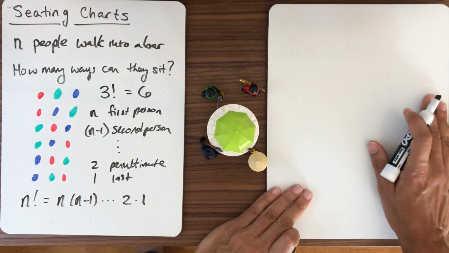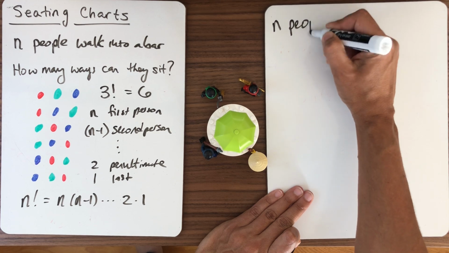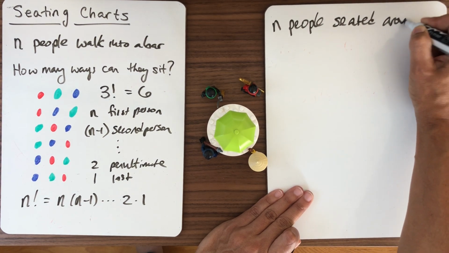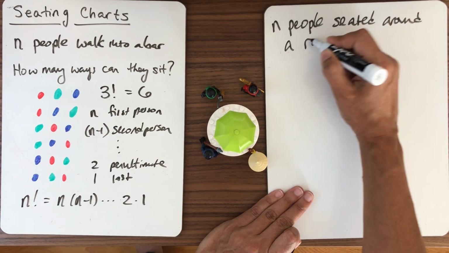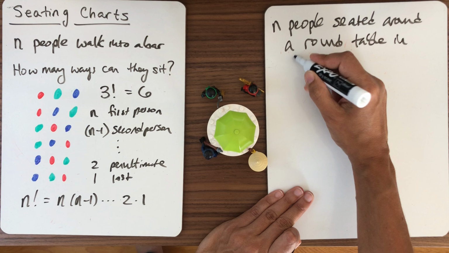So now it's a similar problem. We have n people seated around a round table. In how many ways?